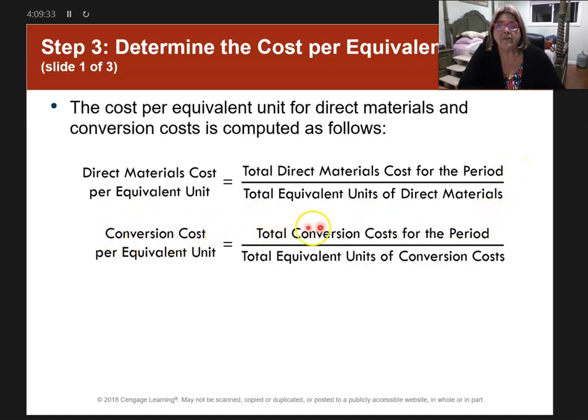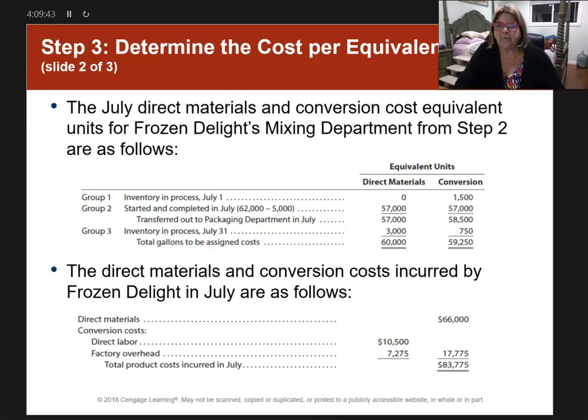And the conversion down here, the same thing. So you need these 2 formulas to do step number 3. This is actually one of the easier parts of this concept. So as we move forward and we start looking at this, here's my little chart that we did with my ending numbers broken into direct materials and conversion. This is my equivalent units. Okay? And here are the costs for each of them incurred in the month of July, because I only want to look at July's cost.